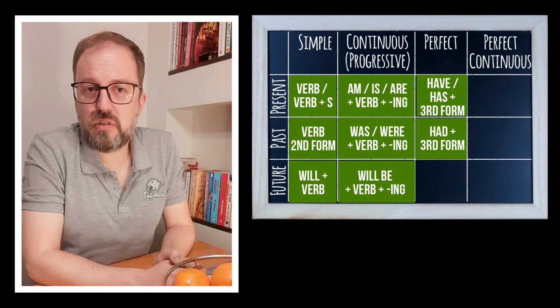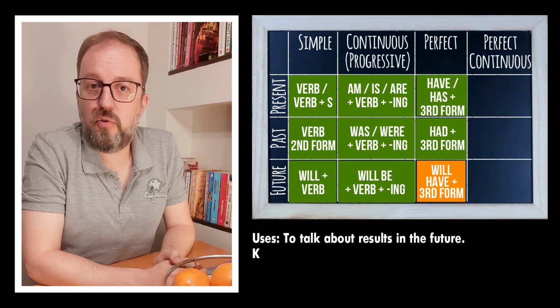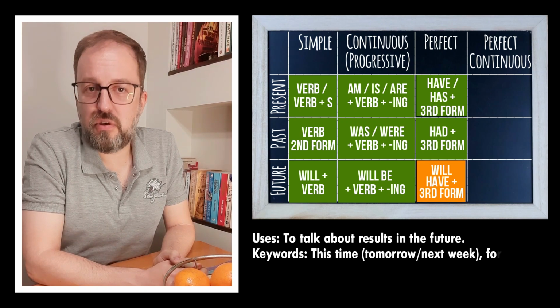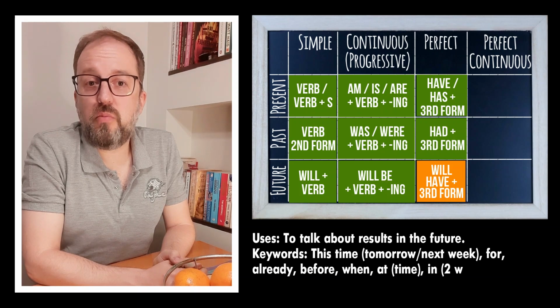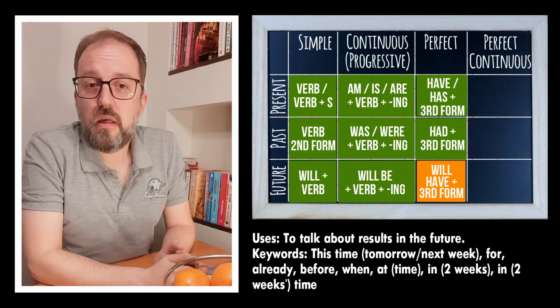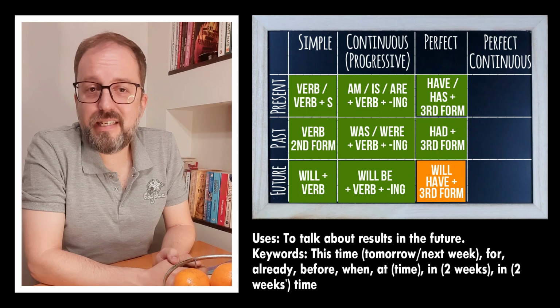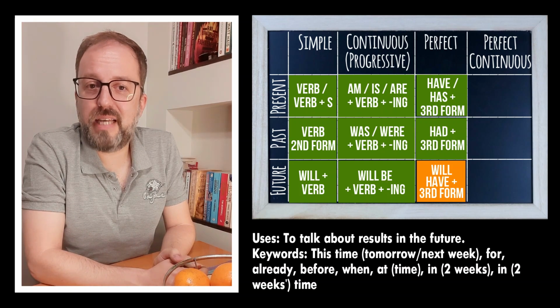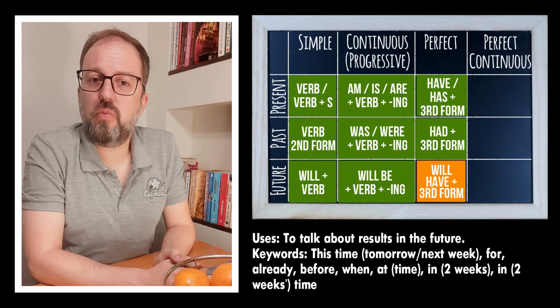Future perfect talks about a result in the future. It's formed with will plus have plus third form. For example, I will have finished this video in about 3 minutes. The action we're talking about in this tense must have some sort of deadline or completion time. We know when this action will be completed.